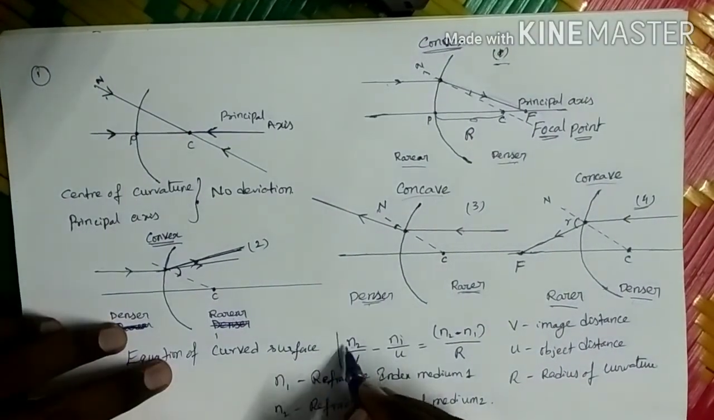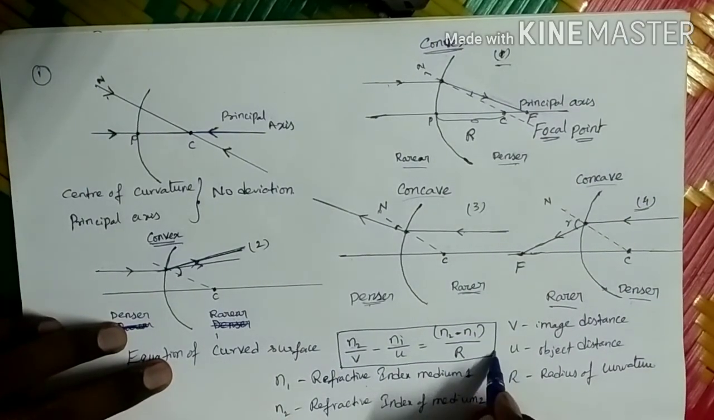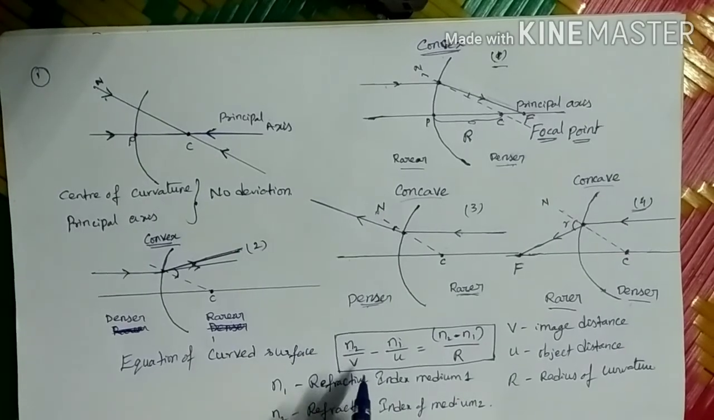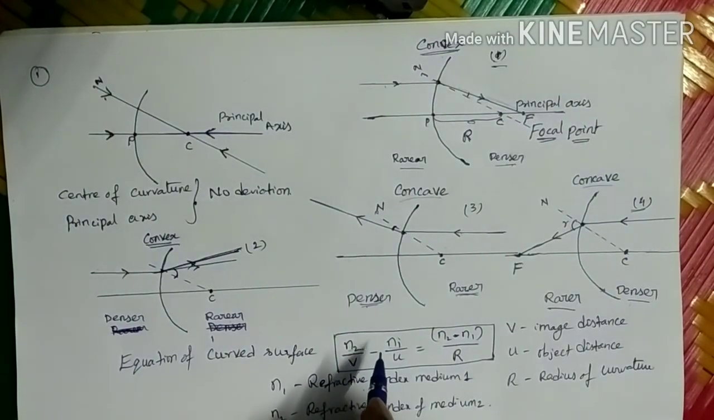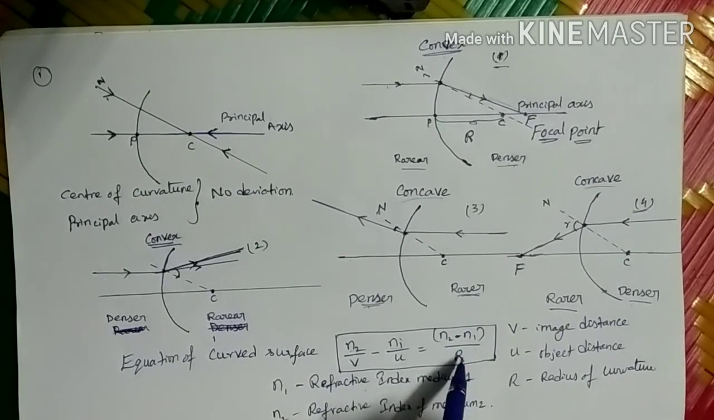Remember this formula. With this formula we can find the image distance, that is, where the image will be formed. N2 by V minus N1 by U is equal to N2 minus N1 by R.